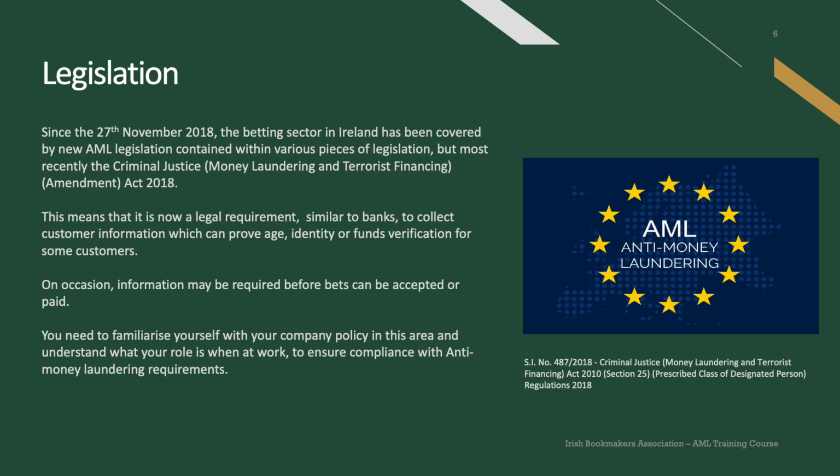Since the 27th of November 2018, the betting sector in Ireland has been covered by new AML legislation, contained within various pieces of legislation. This means that it is now a legal requirement, similar to banks, to collect customer information, which can prove age, identity, or funds verification for some customers. On occasion, information may be required before bets can be accepted or paid. You should familiarize yourself with your company policy in this area and understand how you can comply with anti-money laundering requirements when performing your role.